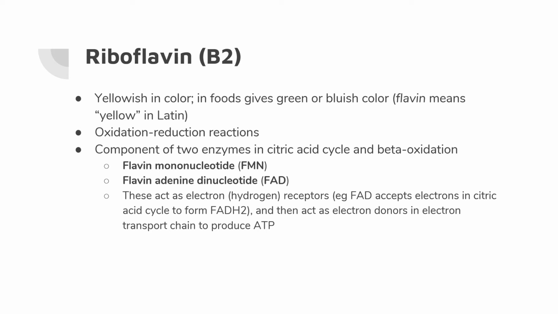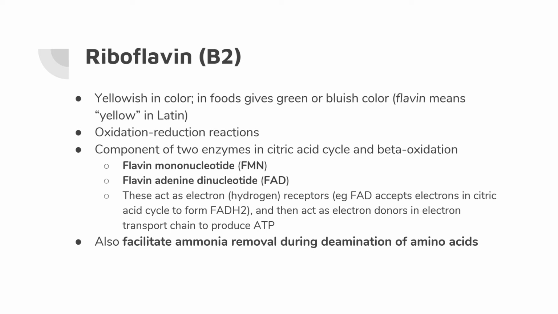They act as electron carriers, so FAD, for example, in the citric acid cycle, accepts the electrons and becomes FADH2. And then in the next step of metabolism, we enter the electron transport chain, and that's where FADH2 then donates those electrons to the electron transport chain, thus allowing us to produce ATP.